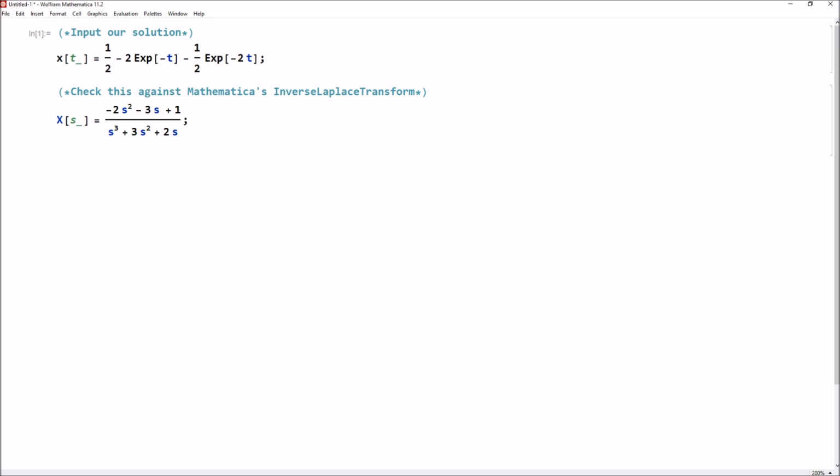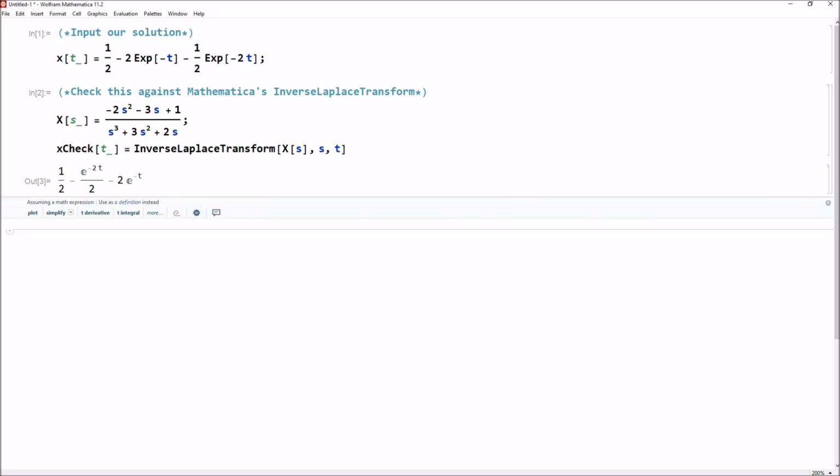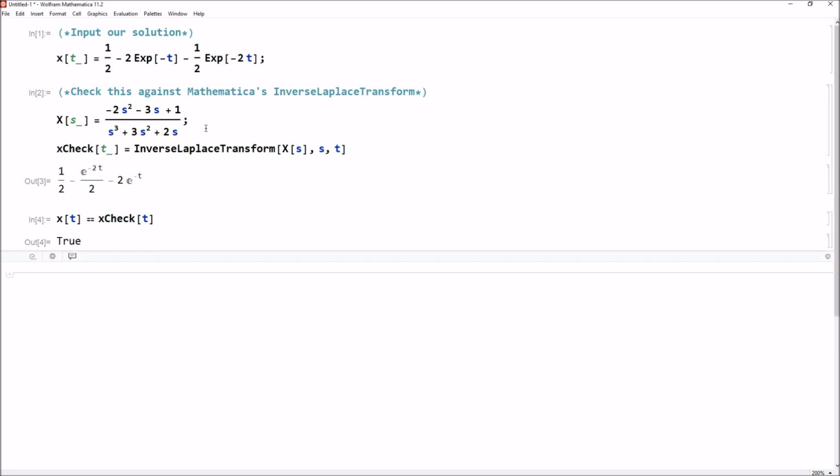So again, to perform the inverse Laplace transform to get this into the time domain, all you got to do is call inverse Laplace transform, pass it the complex function in the s domain, and say I want to go from the s domain to the time domain. That's literally it. Let's call this result x check of t, and shift enter, and you see we basically get the same thing. Let's just double check that. x of t equals x check of t. And yeah, we get a true. So here is another great way to check that you're doing the whole partial fractions expansion and inverse Laplace transform correctly: Mathematica's got an inverse Laplace transform function.